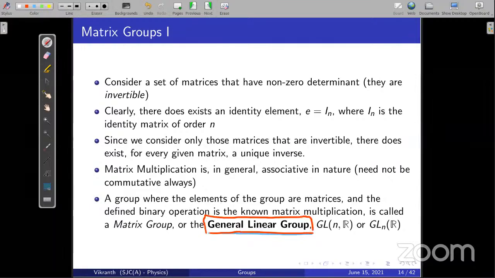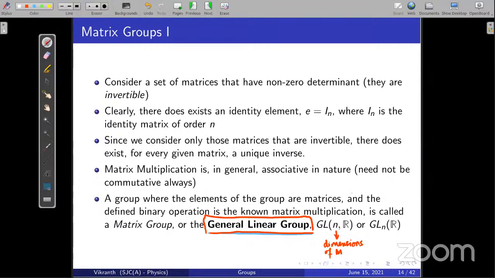Because it's very generalized, there's nothing happening here. The only binary operation you have is matrix multiplication, and there's nothing else happening, right? So GL, so the N here represents the dimensions of the matrix of, let's say, some matrix M. So that means it's an N cross N matrix.